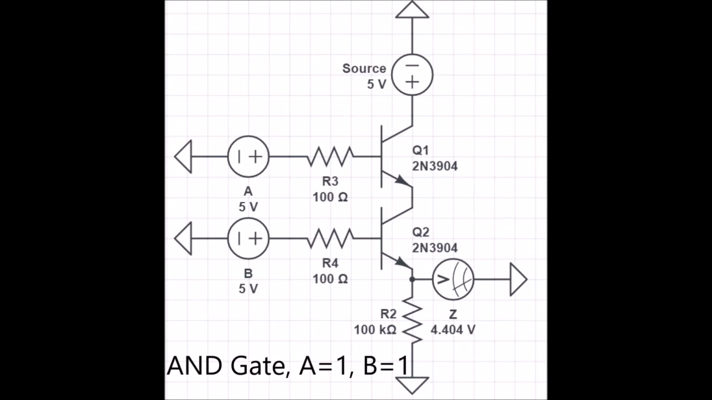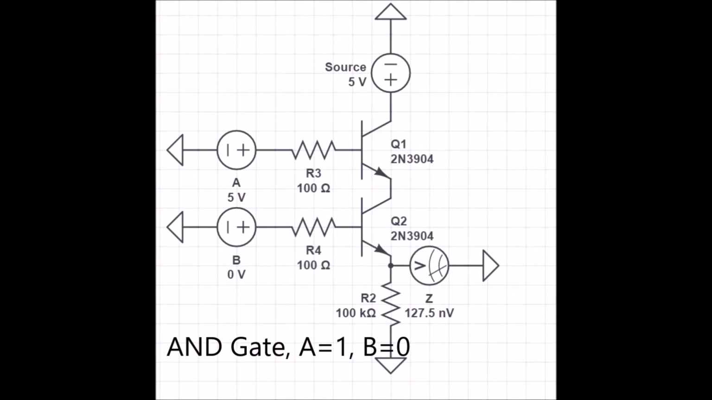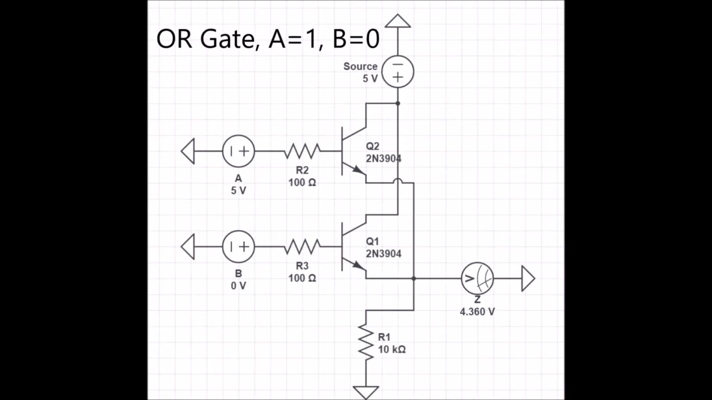This returns, as we see, Z to be high. Our next example is when A is high and B is low for an AND gate. In this case, Z is returned as low. As is the case with all AND gates, if one of the inputs is low, then the output will be low. Finally, we have a BJT circuit to simulate an OR gate.